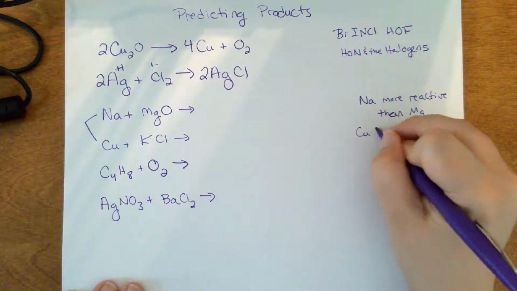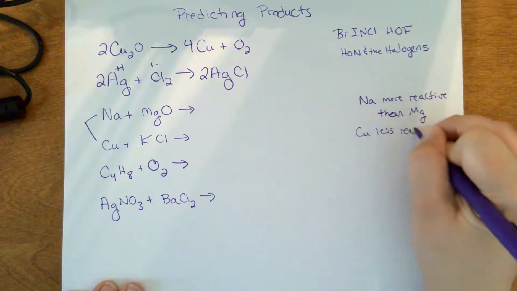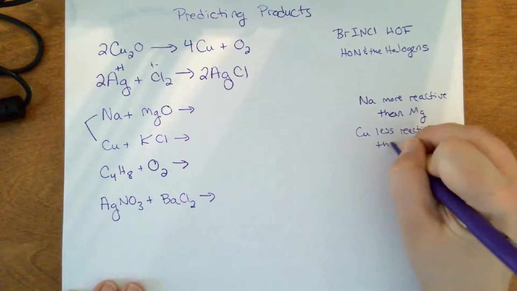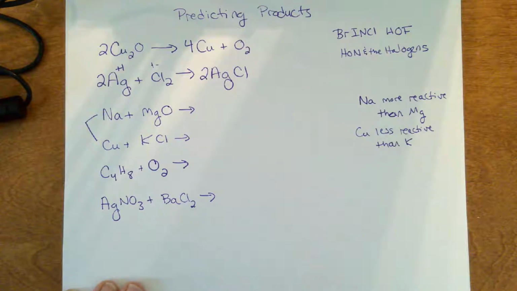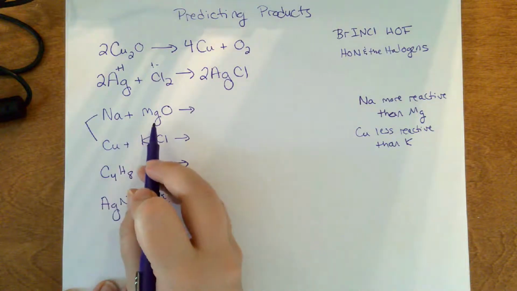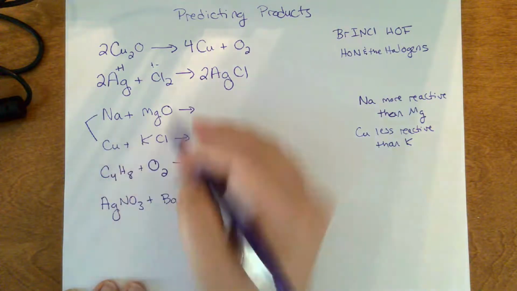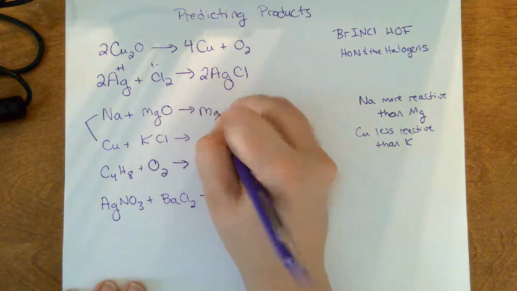And copper is less reactive than potassium. Now, the rule here that you might have forgotten, and that's fine, is that the more reactive element tends to be in the compound. And that's because sodium is going to be more stable when it has a +1 charge. So in this case, this reaction will occur. Sodium will replace magnesium, so magnesium will go on its own.